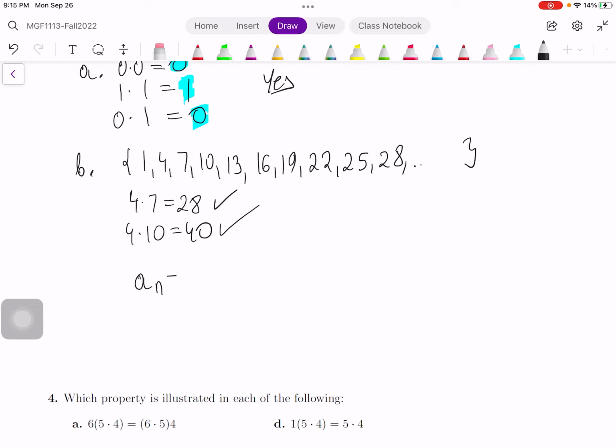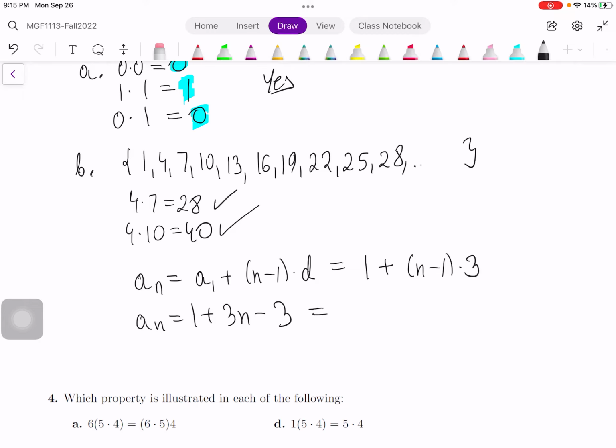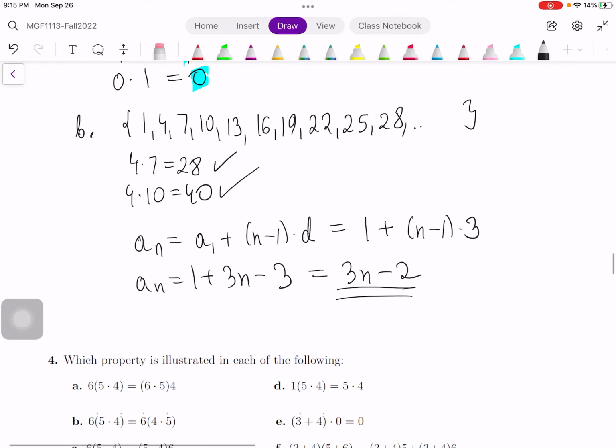Well, let's approach it mathematically. So remember, this is an arithmetic sequence. So to get the formula for the arithmetic sequence, I need the A1, which is 1, and I need the difference, and the difference is 3, right? Because to move along the terms, I need to keep adding 3. And so I can come up with the formula for the terms in the set: 3n minus 2. So that's the formula, okay?